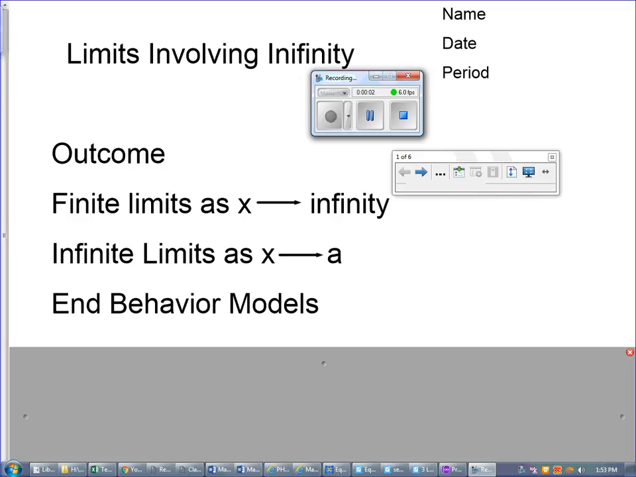The title of this note is Limits Involving Infinity. And there are three things that are going to be reviewed in this set of notes: finite limits as x approaches infinity, infinite limits as x approaches a, and something called end behavior models.